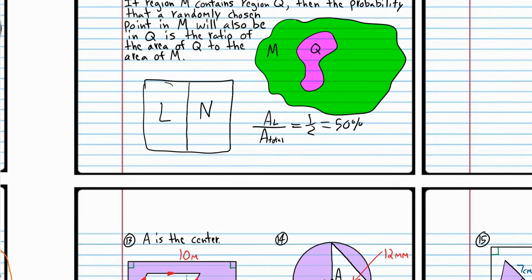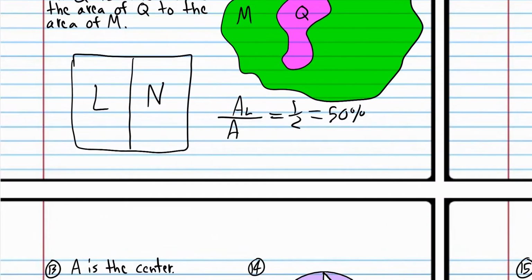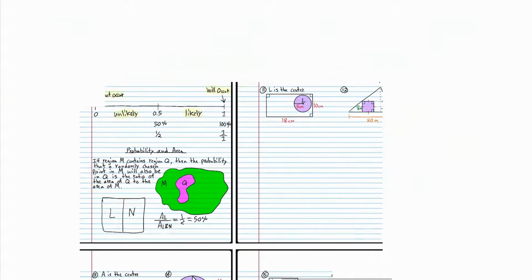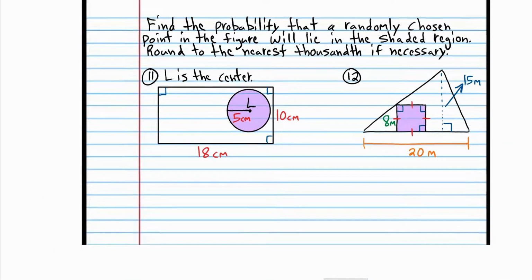If you want to find the probability it's going to land in here, you just take this area and divide by the total area. So it's a very simple idea. So we can say you're finding the area of L and N. All right, so that's just one example there. So let's try some practice problems. If you didn't understand all that, that's okay. You're going to see how this works.